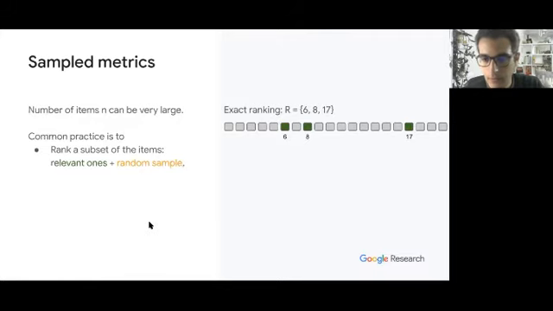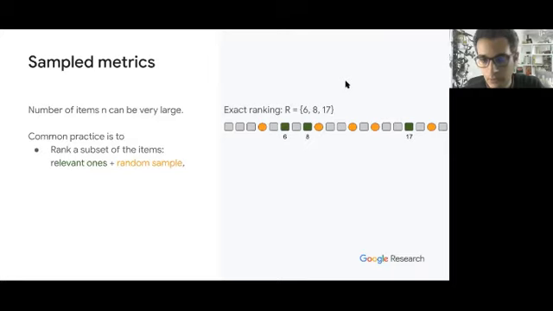Okay, let's define sampled metrics. Because the number of items can be very large, during evaluation, a common practice has been to only rank a subset of the items, which consists of the relevant ones, together with a random sample. Let's look at an example. Suppose that the relevant items are the ones highlighted in green. So if we were to rank all items, the exact ranks would be 6, 8, and 17.